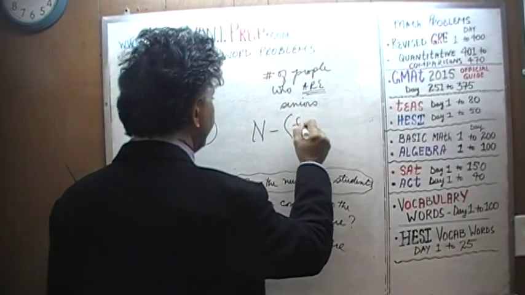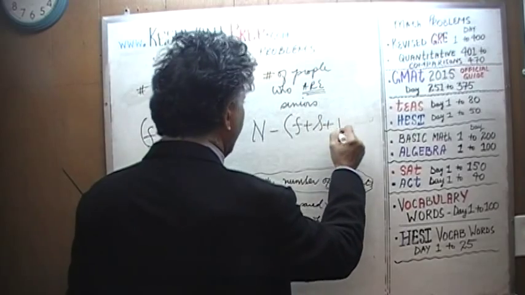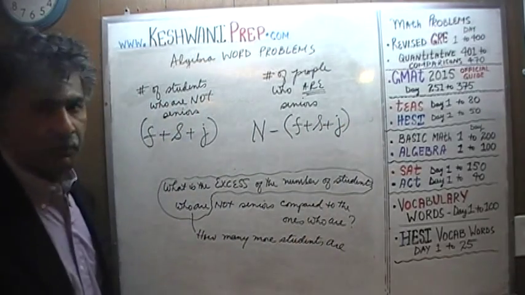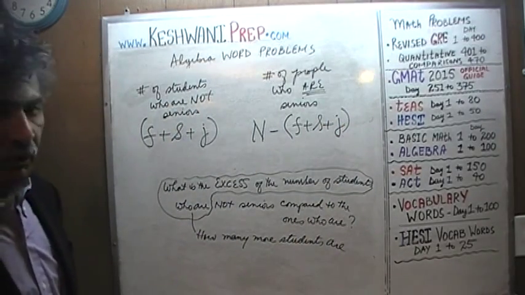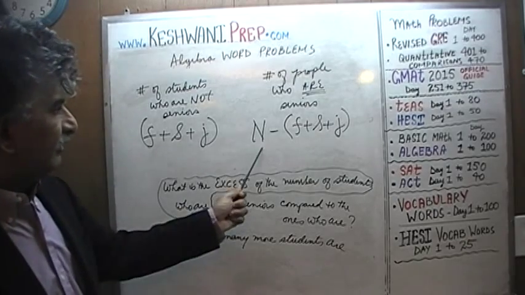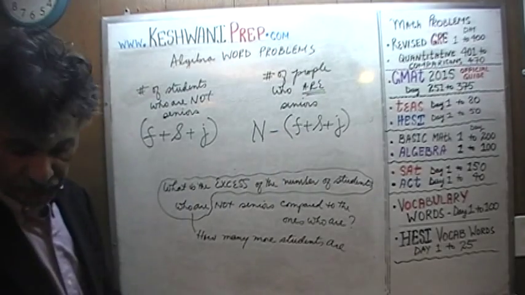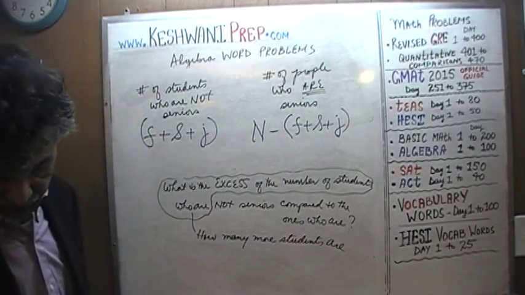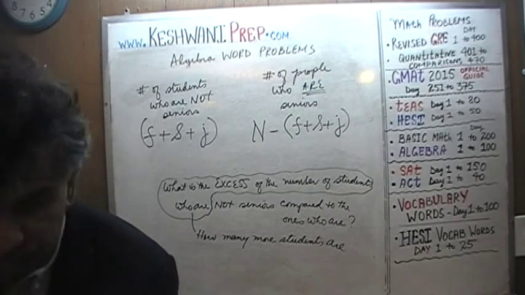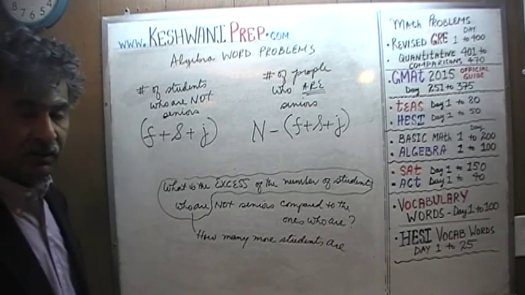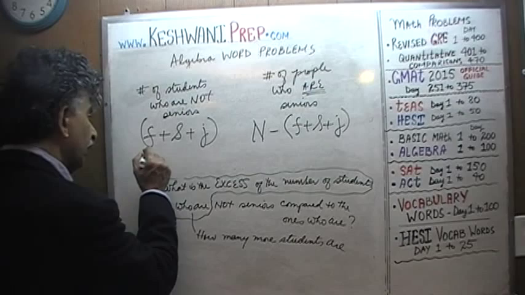As I told you already twice, I'm not going into too much detail because I'm assuming that you have watched the previous three videos. So this represents the number of people who are seniors. If it makes your life easier, you could plug in numbers here if you like.